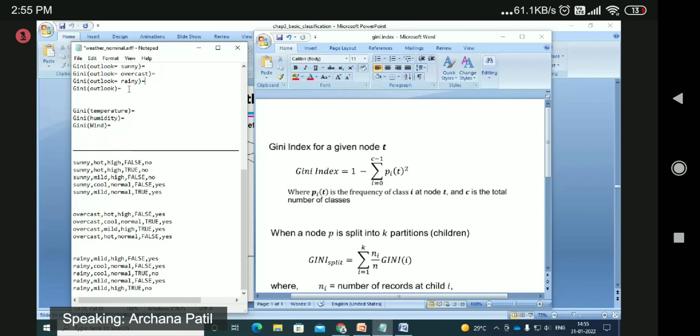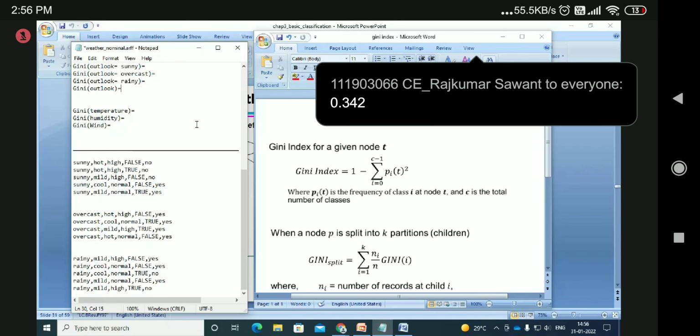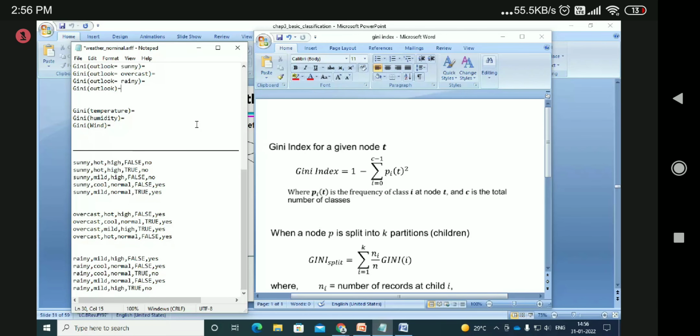So what is the Gini of outlook? Is 0.34... 3, 4. Rounded. Okay, 0.343. Is everyone getting it? See, if you are not solving, you will not understand.